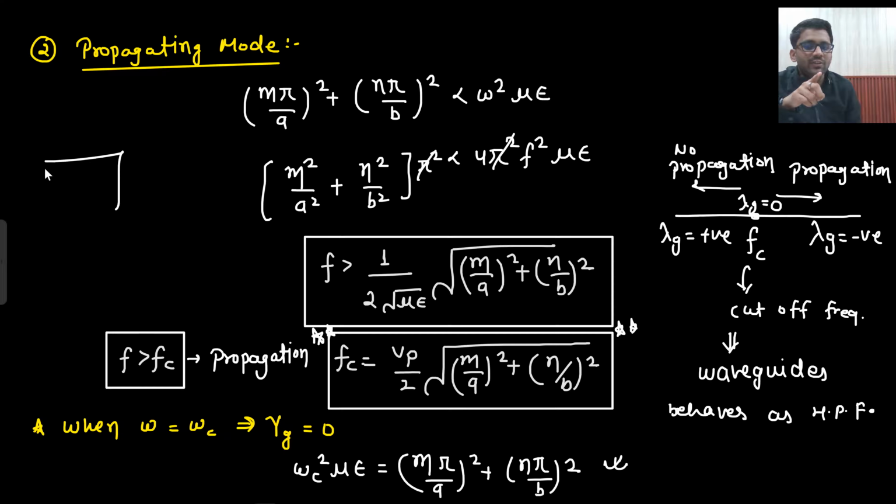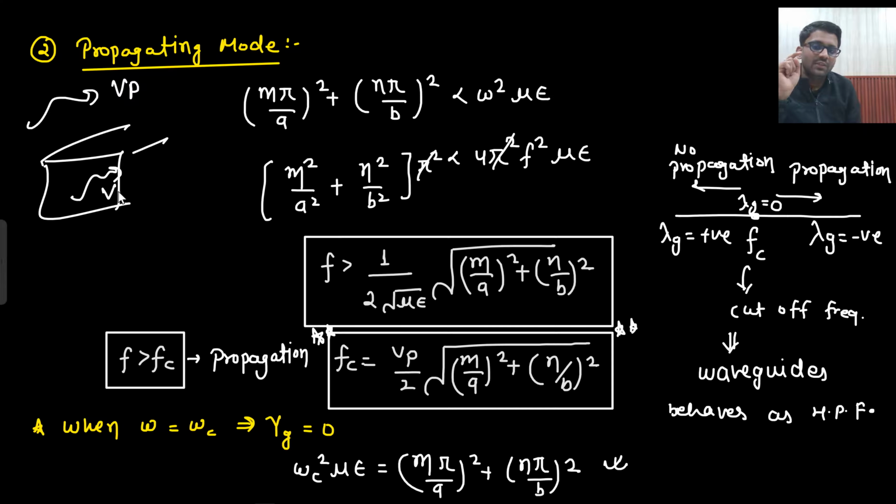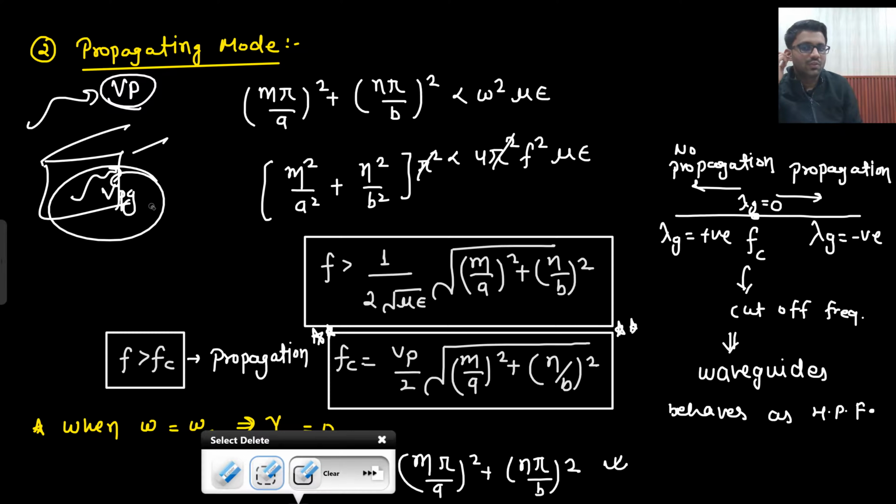What would be guided phase velocity? Guided phase velocity will be the velocity of your wave inside the waveguide. But what is Vp? Vp is this. And what is Vpg? That would be this. Inside the waveguide, that means Vpg, otherwise simple Vp. So that is your Vp. Okay.